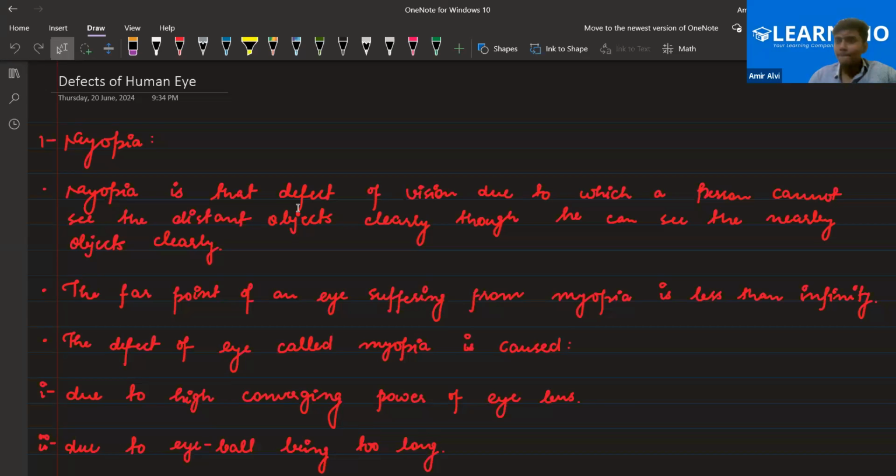My eyesight is really bad, so I can see only this much. Okay, that means you have very weak eyesight. Chalo, koi baat nahi.